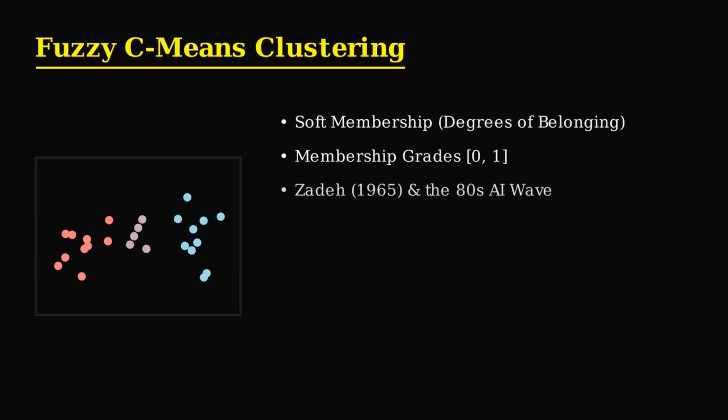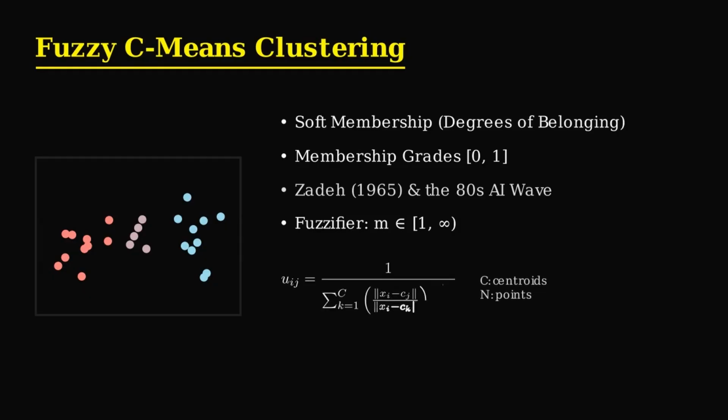Proposed by Zadeh in 1965, the theory of fuzziness was central to the high expectations and subsequent hype of the 1980s AI research wave. The fuzzifier M determines the degree of cluster overlap. As M increases, the aim for absolute precision gives way to blurred boundaries. Row normalization is maintained through this membership objective function.